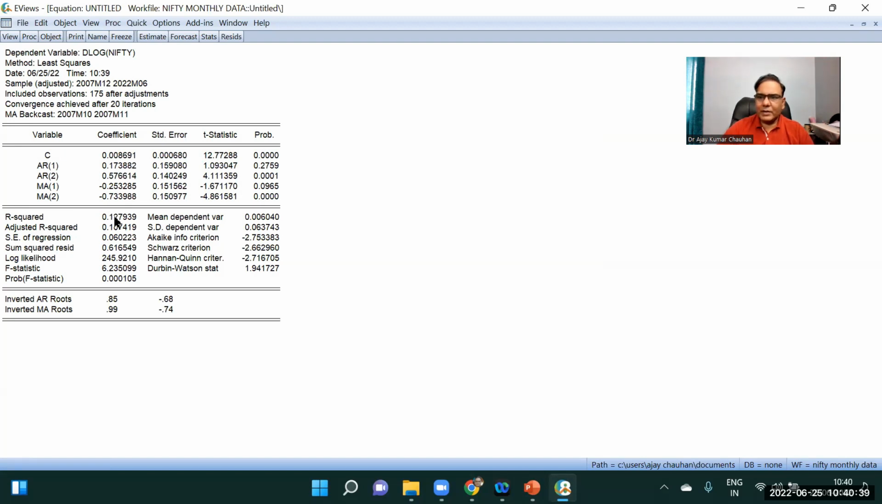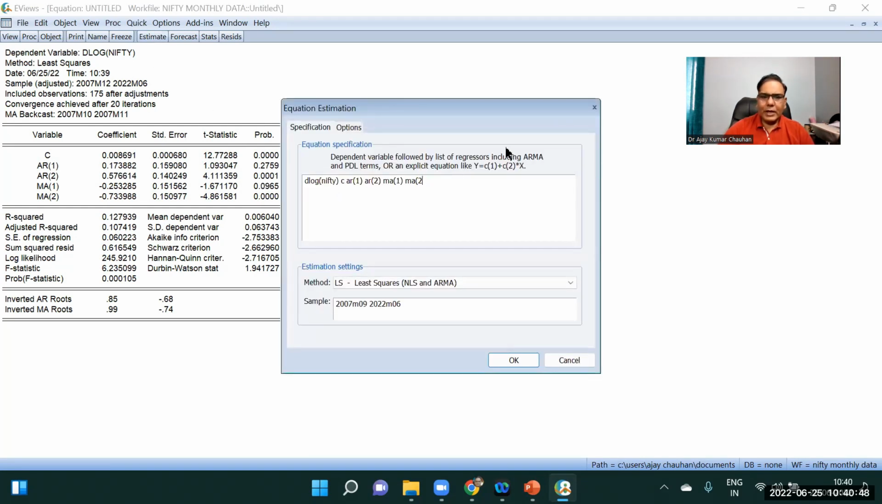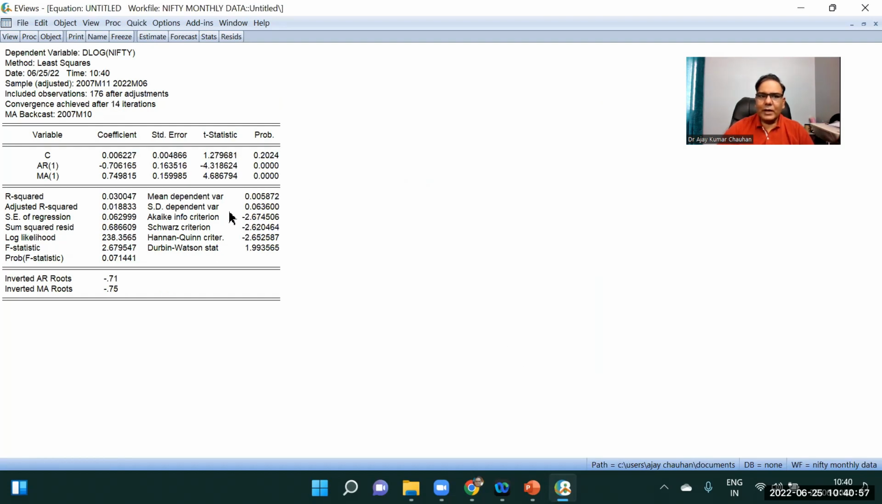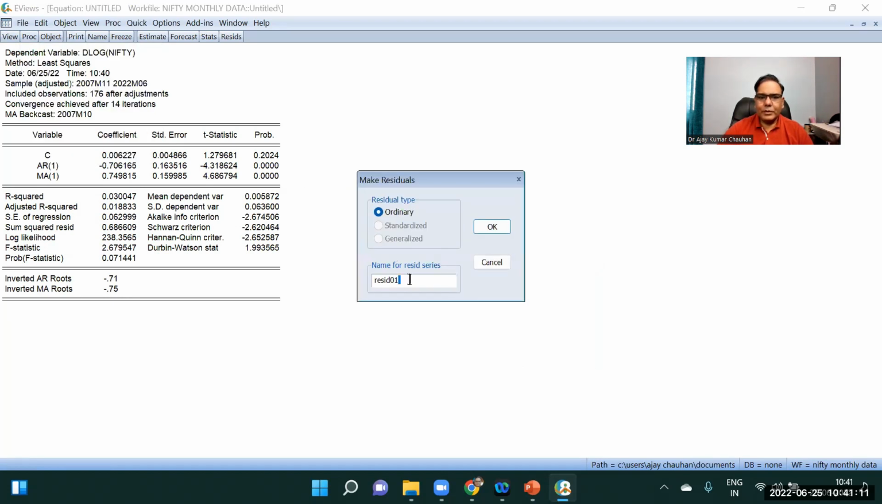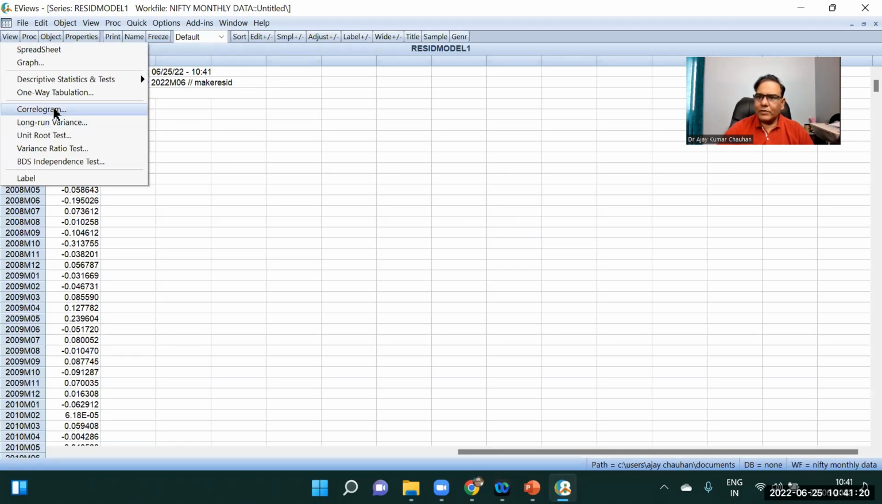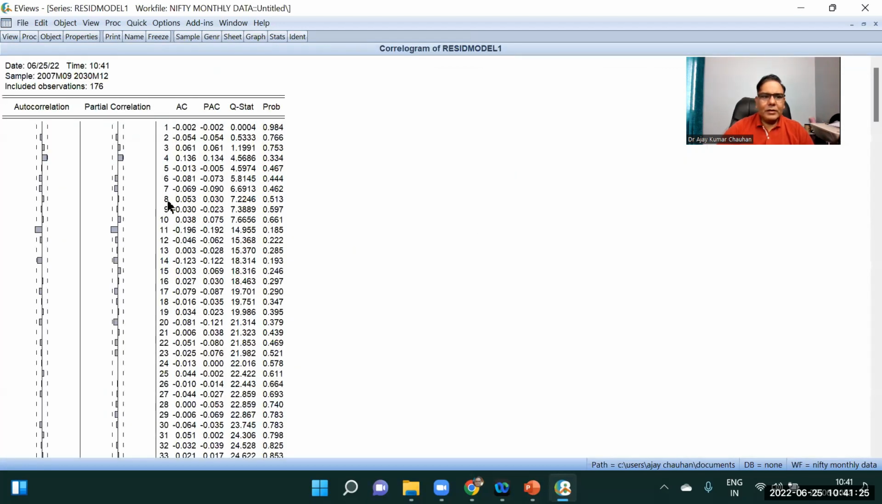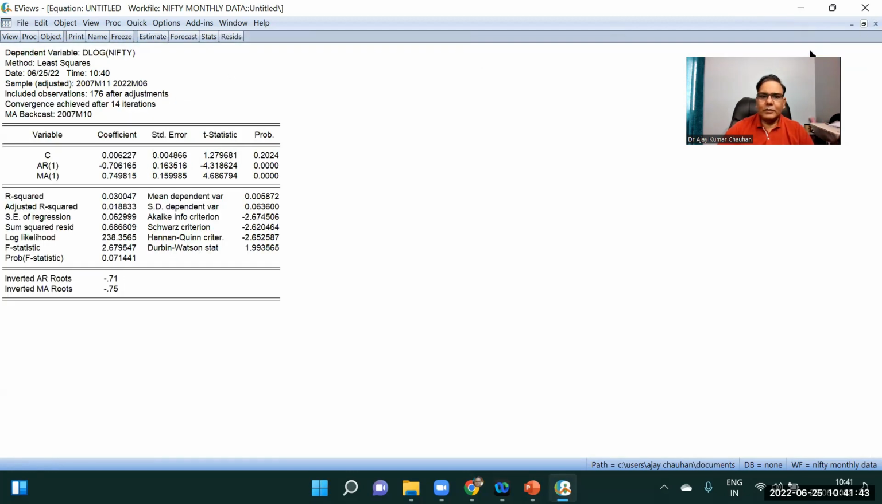And one more thing, whenever you run any model, let's say I started with AR1, MA1, I have to see one more thing, how the error term of it is looking. So I am developing the residual. This is the residual of model 1. And I will plot the correlogram of the residual. So you can see that the information is still there in the error term, this information is not captured. So the model is not good. So it means the model should be modified.